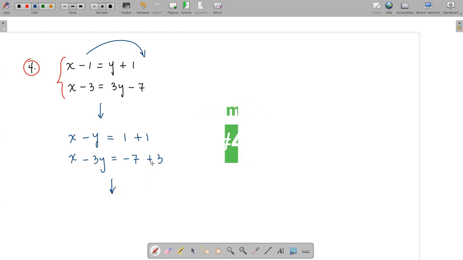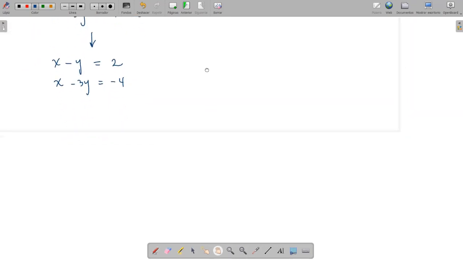Okay, now reducing the like terms because we have to reduce the numbers with no variables. We repeat here. 1 plus 1, 2. Minus 7 plus 3 minus 1. Okay, we have already our system. This is our 2 times 2 system.